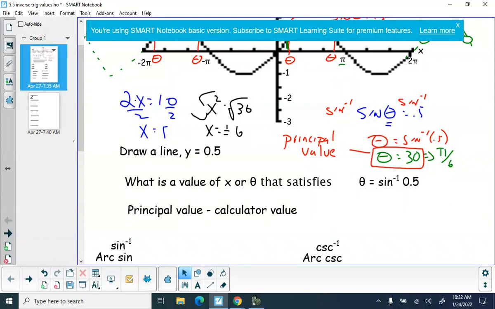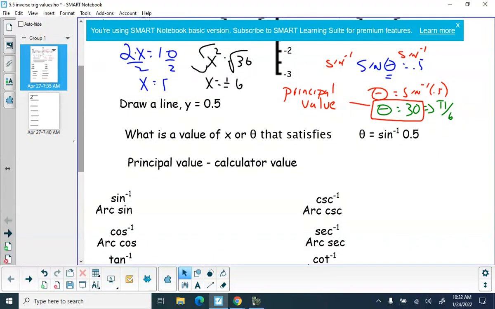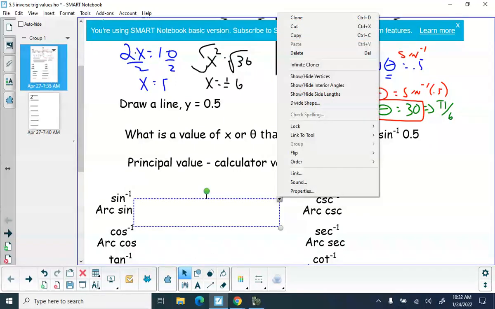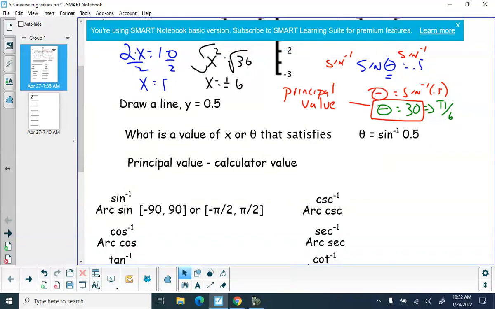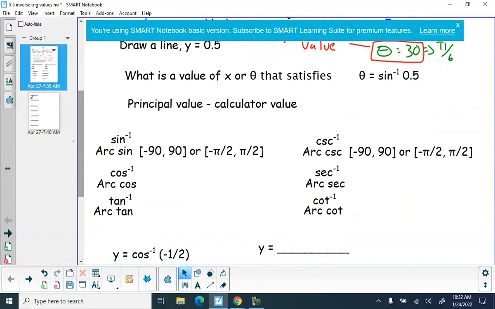When you're talking about the inverse sine, this calculator value will be anywhere between negative 90 and 90 degrees. Which means our reciprocal function, our inverse secant or cosecant, will also be anywhere from negative 90 to 90 degrees, which is negative pi over 2 to pi over 2. Your calculator is already set up to do this.